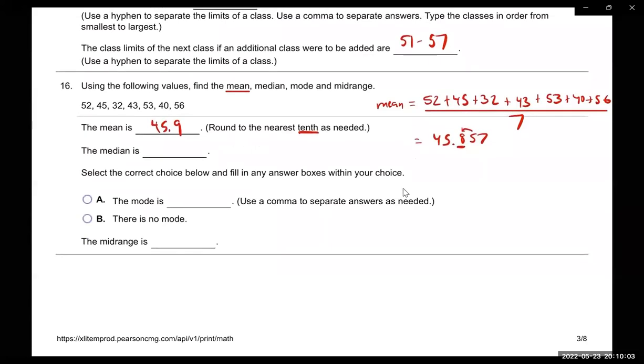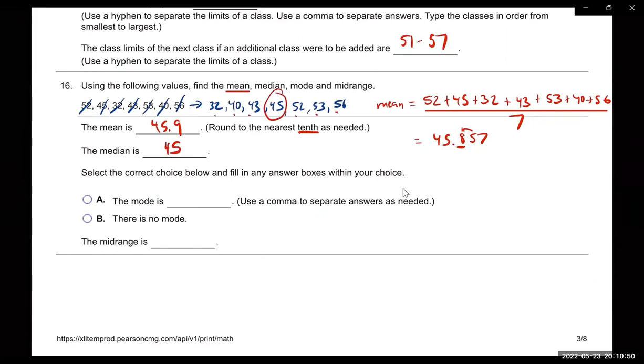All right, the median. So in order to find the median, do you guys remember how to do that? We have the numbers in numerical order? Yeah. Smallest to largest. So the smallest is 32, then 40, 43 I think is the next, 45, 52, 53, 56. All right, and then the middle would be. Looks like that's the middle, right? Because you have 1, 2, 3 to the left, 1, 2, 3 to the right. So yes, 45 is the median.